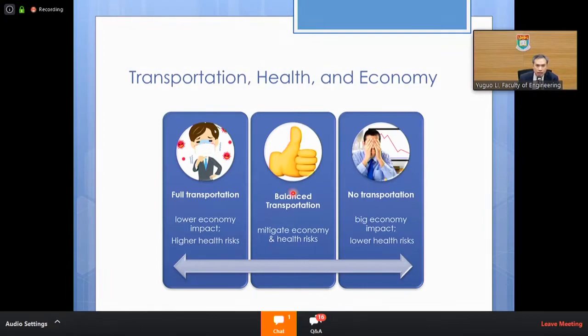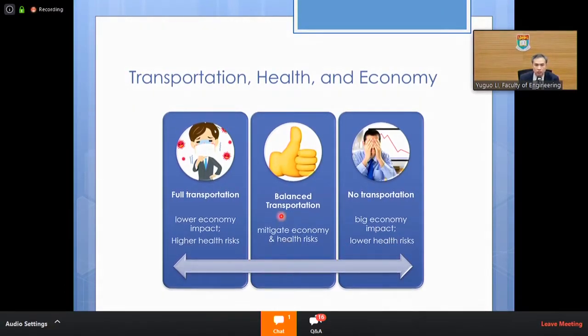So if we look at the left side, we see that if we maintain full transportation, you have all the buses and MTRs available, different kinds of transportation vehicles all open to the public. Maybe the economic impact could be lower, but at the same time, the health risk can be high. On the other extreme of the spectrum, there could be no transportation at all. Let's shut down everything. Of course, probably this will create a very big economic impact because we could not have transportation to do any economic activities. But at the same time, the health risk could be lowered.